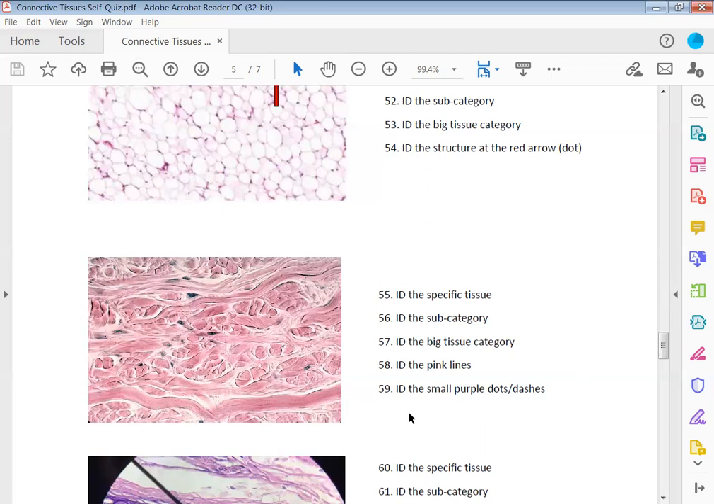Number 59, identify the small purple dots. They're very hard to see. There might be one right there, one right here. Those purple dots or blackish purple dots are going to be your fibroblasts.